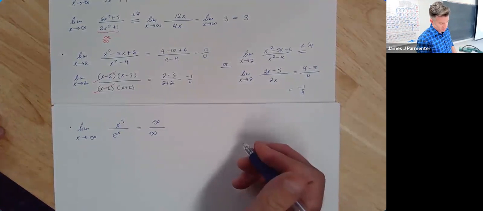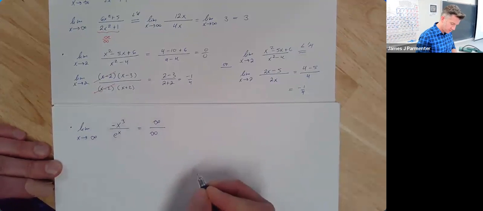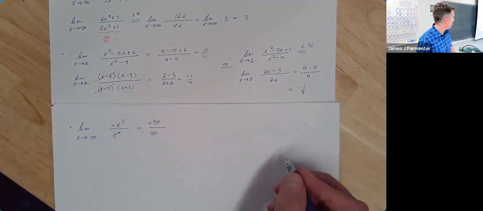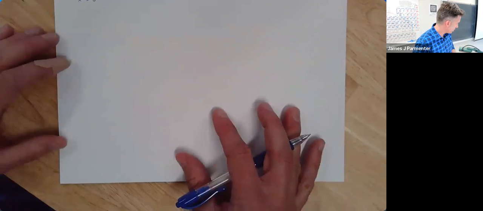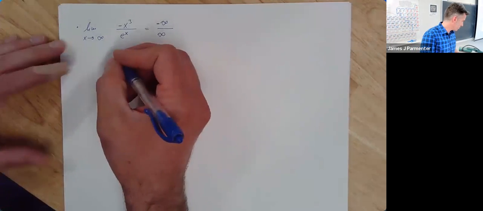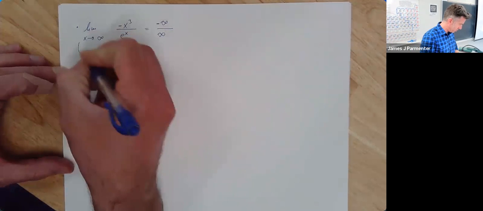In fact, I'm going to change this up just slightly. Let's make it negative x cubed over e to the x. So it's negative infinity over infinity. L'Hopital's rule is still applicable. Okay, so we're going to use L'Hopital's rule. Oh, sorry, you can't see that. Yeah. So let's see here. We're going to say, well, great. Let's use L'Hopital's rule.